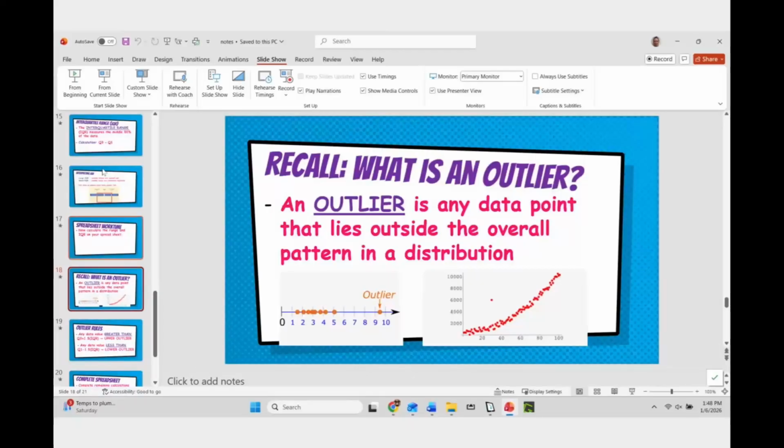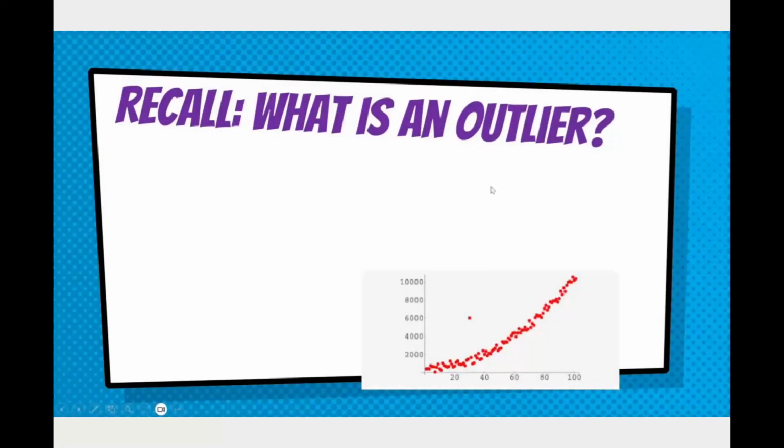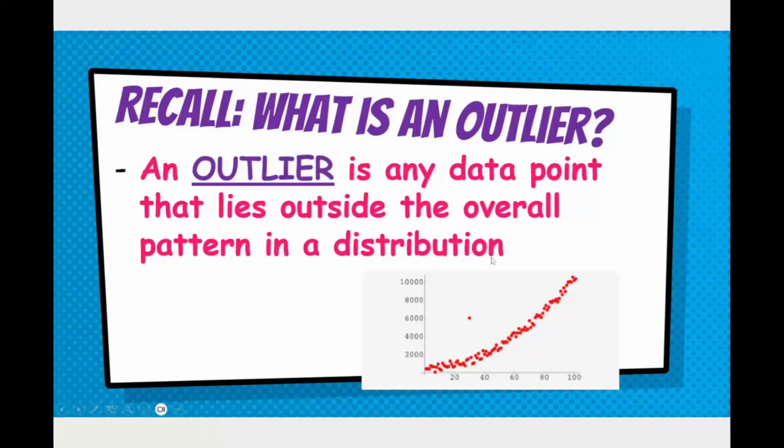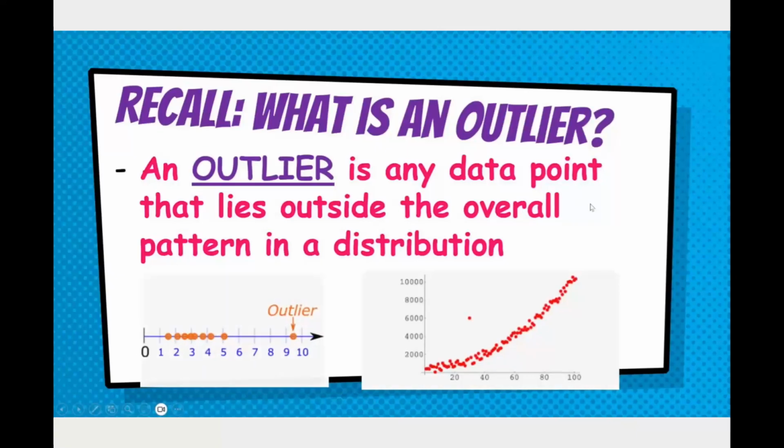Okay, last bit of information for today. Recall, what is an outlier? Here is a visual of what an outlier may look like with some type of distribution. You have all these things clustered together, and then you've got this single little point out here. An outlier is any data point that lies outside the overall pattern in a distribution. These are two different visuals of what outliers may look like on a graph.